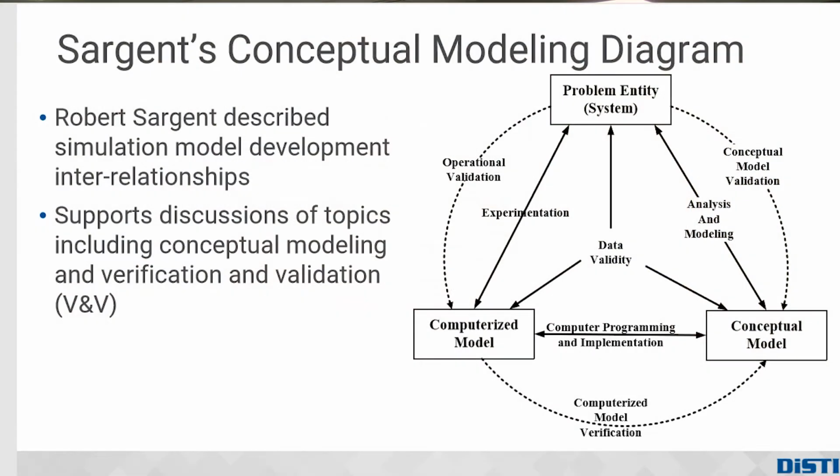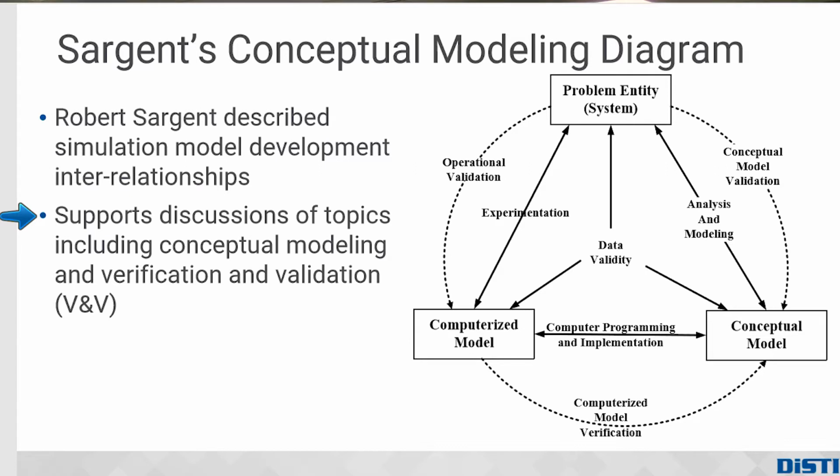This is a diagram popularized by Robert Sargent. And what it tries to do is separate out the problem entity or the system that you're trying to represent from a conceptual model of that real-world space, and then the computerized model or the application that results from that development effort. And what he tries to show with the arrows is all the linkages for the validation and verification.